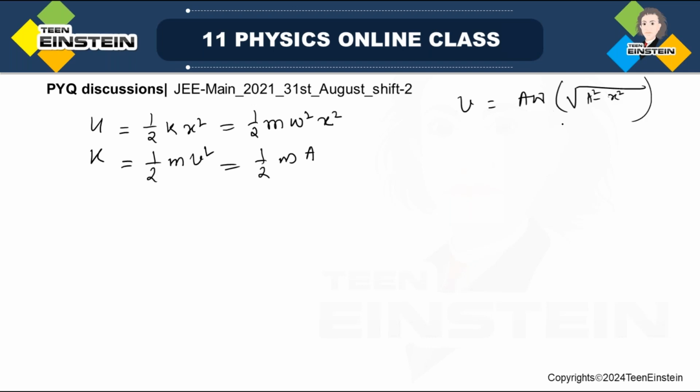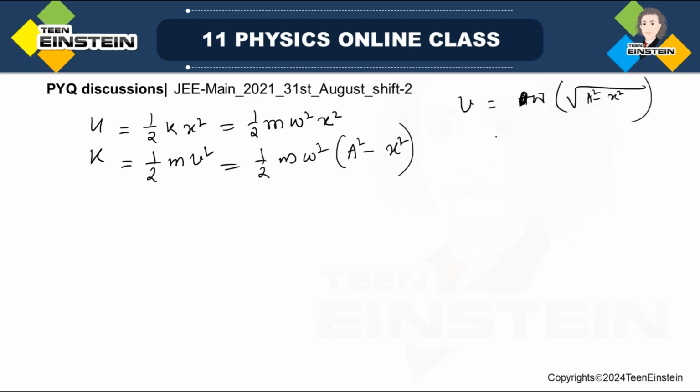So this is the thing, with omega square. If we write, the kinetic energy will be half m omega square into a square minus x square. This is the expression for the kinetic energy for any arbitrary displacement x.